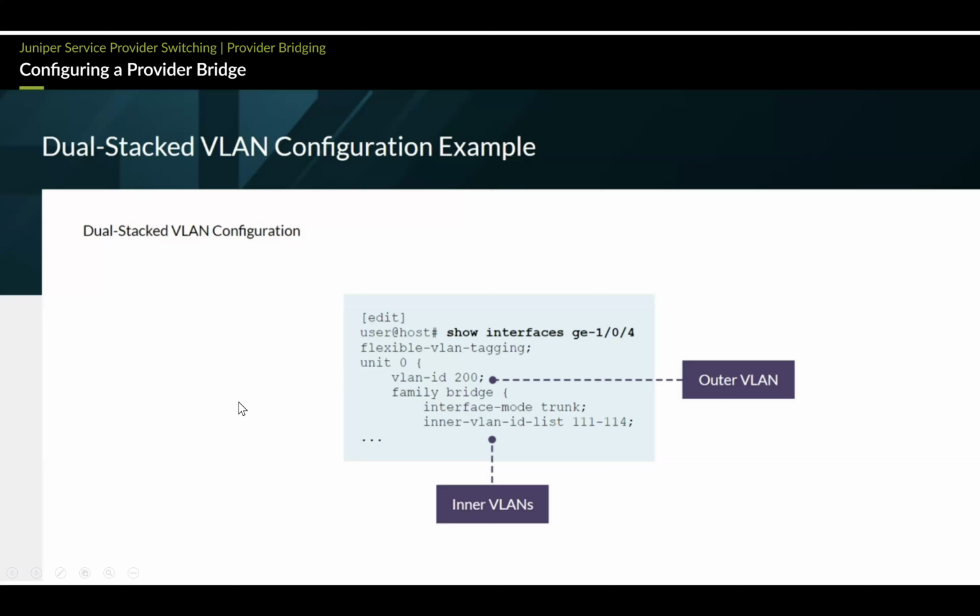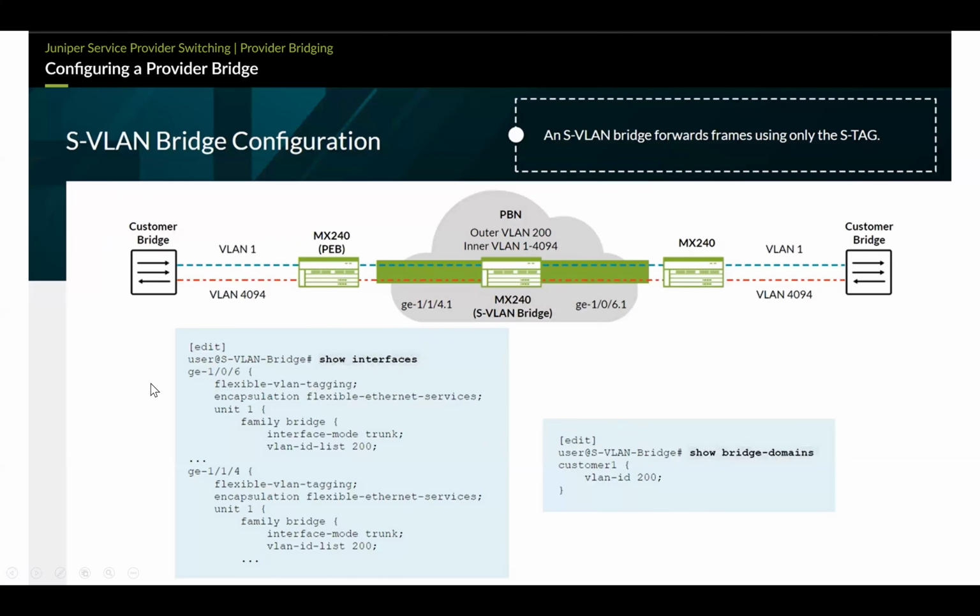For dual stack VLAN configuration, you have to configure the interface as flexible VLAN tagging, not VLAN tagging, flexible VLAN tagging. So this is one example. Consider this is the customer. The customer can use a VLAN range, VLAN 1 to VLAN 4094.